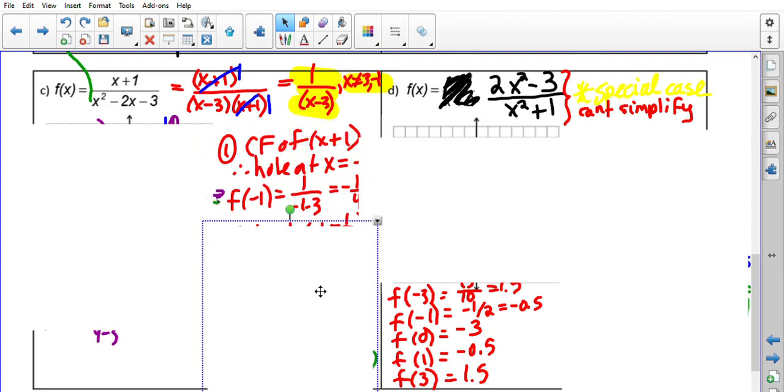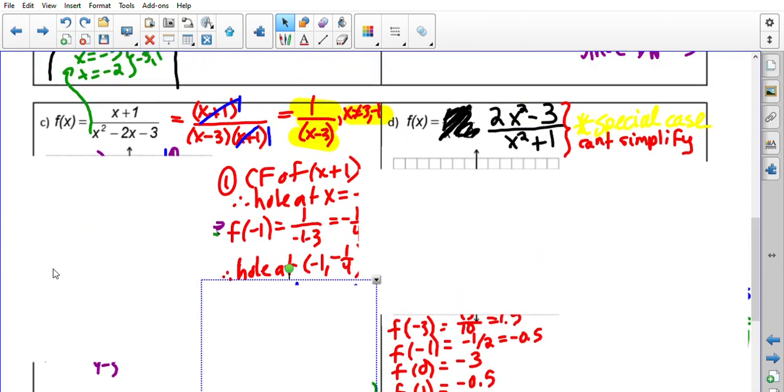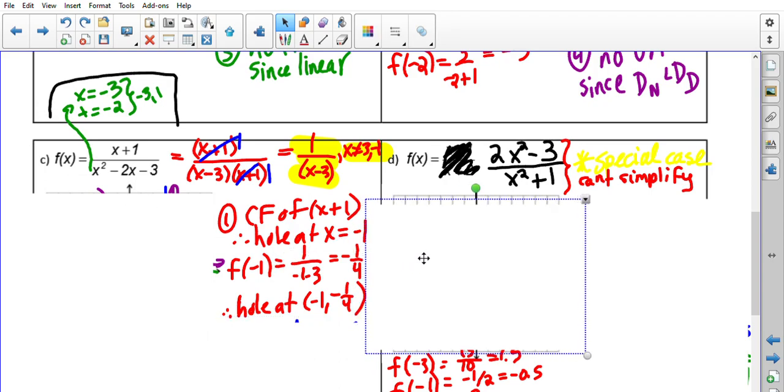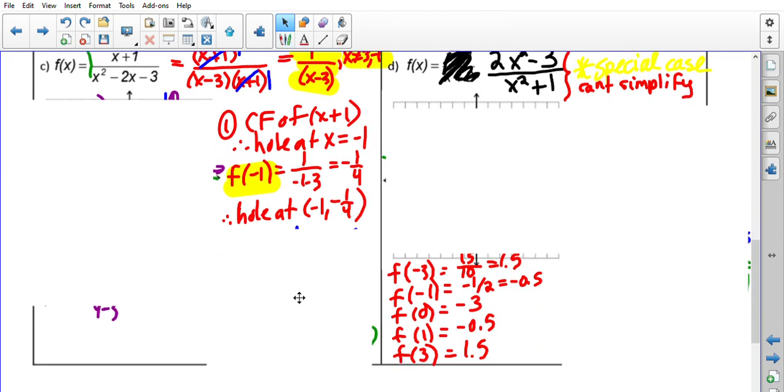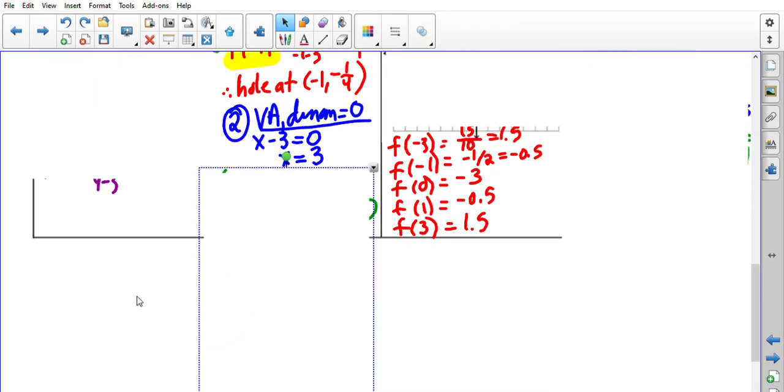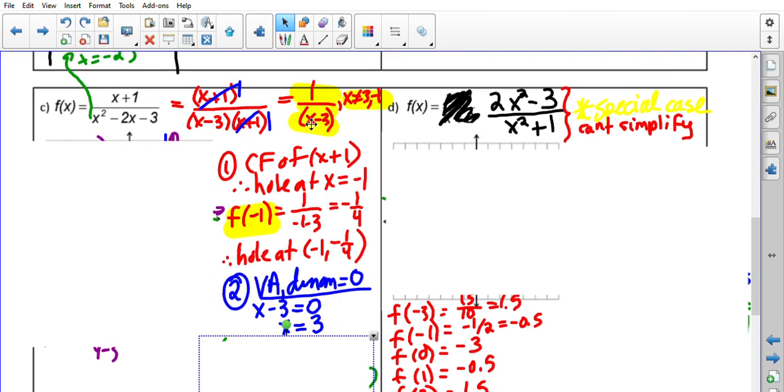All right, so let's go through the questions. We do know that there is going to be a hole at x equals -1 because of the common factor of x plus 1. To find the corresponding y coordinate, I'm going to sub -1 into this simplified version. So I get 1 over -1 minus 3, so y coordinate of -1 over 4. All right, does it have a vertical asymptote? Yes, it does. That's because the simplified version still has a denominator, and I know that that denominator cannot equal 0. x minus 3 cannot equal 0, so therefore the VA is at x equals 3. So we've got a hole and a vertical asymptote.